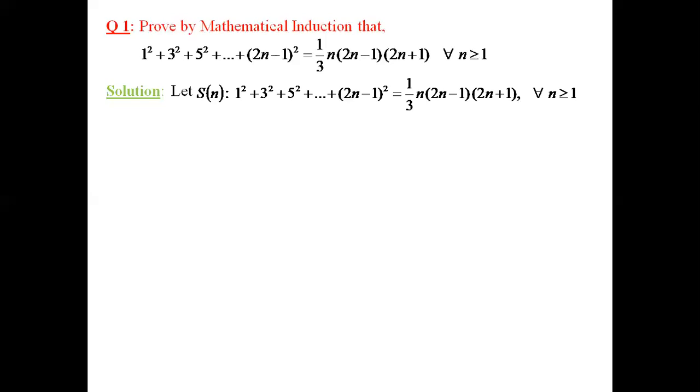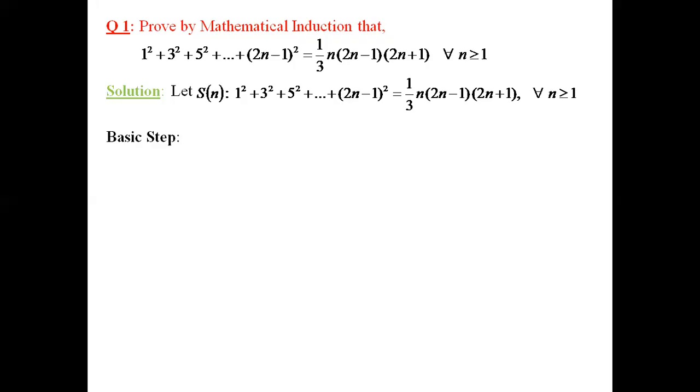So in the left hand part, we are taking the sum of the squares of the odd integers. We need to prove that the sum of the squares of the odd integers is equal to n divided by 3 into 2n minus 1 into 2n plus 1. And we need to prove this result for all n greater than or equal to 1. So let's see the solution. Firstly, let us assume the given statement as S of n. So we have just assumed the given statement, the requirement to be proved, as the statement S of n.